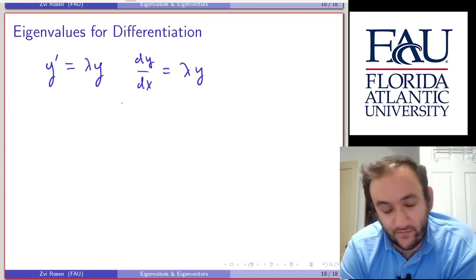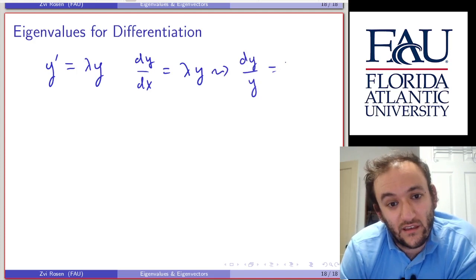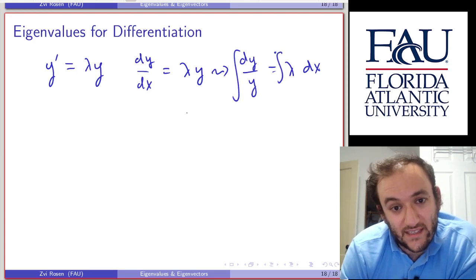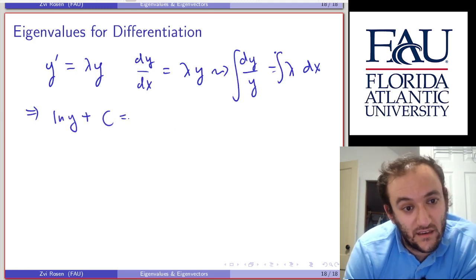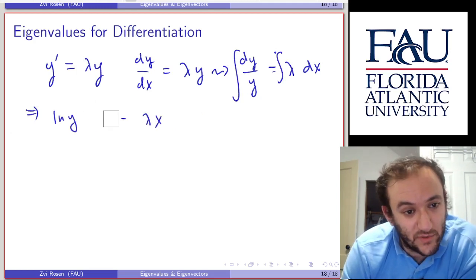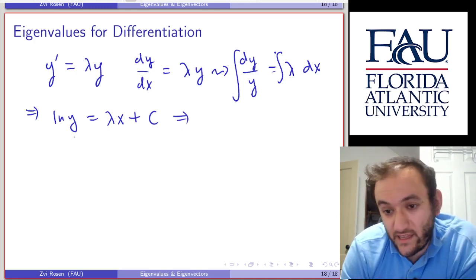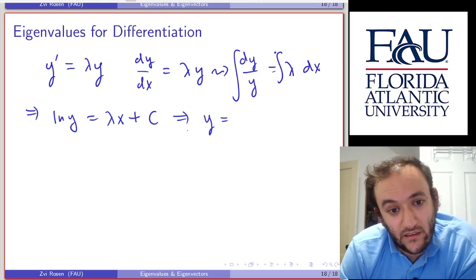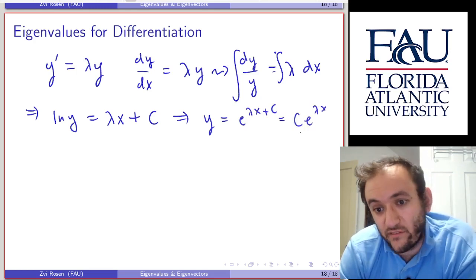And we know, depending on how much calculus you've taken, you can solve this by taking dy over y equals lambda dx and integrating both sides, which gives us ln y plus c equals lambda x. Actually, let's put that plus c on the other side. ln y equals lambda x plus c. But this gives us, if we take the exponentiation of both sides, y equals e to the lambda x plus c, which is really just c e to the lambda x for a different constant c.